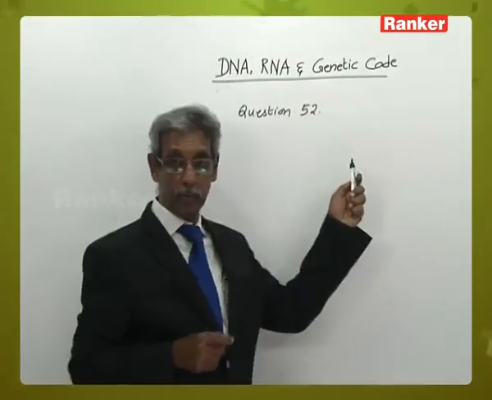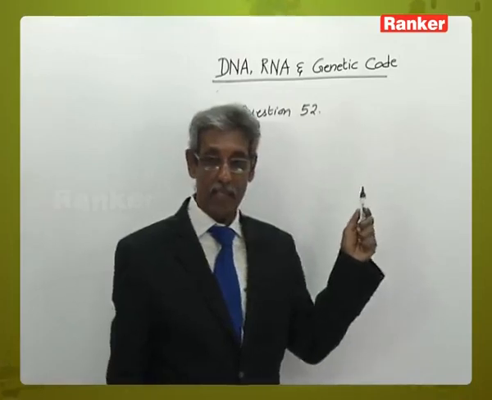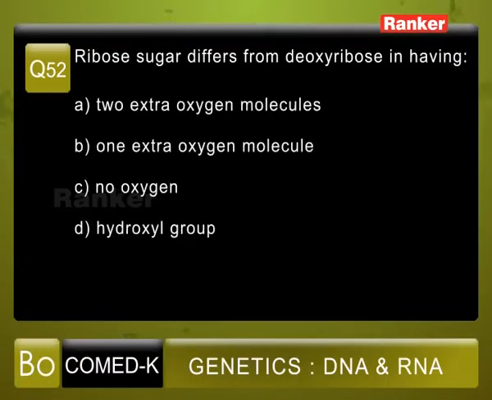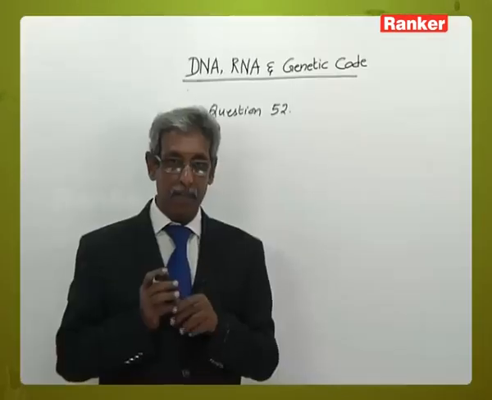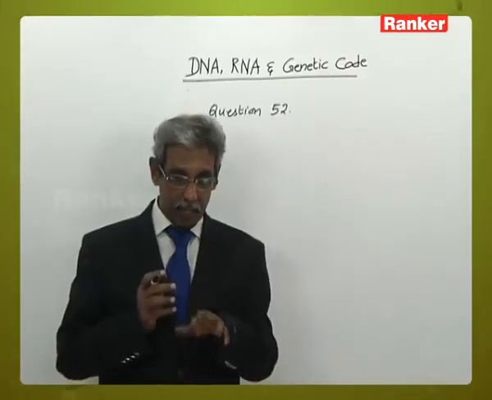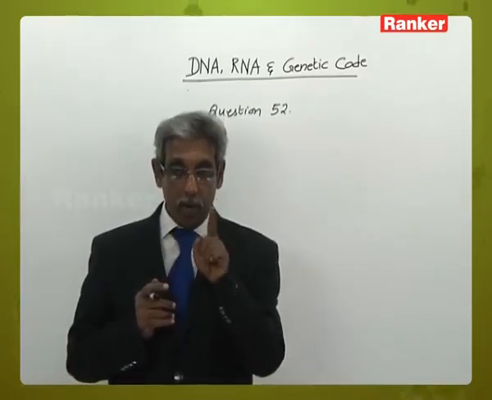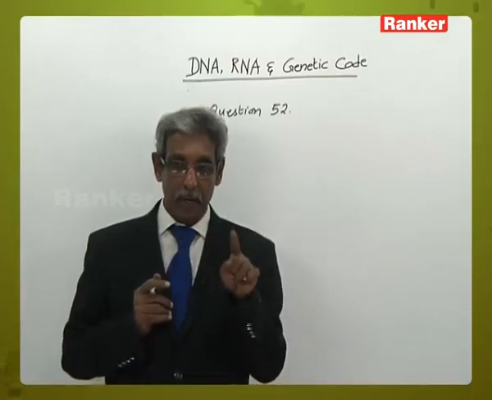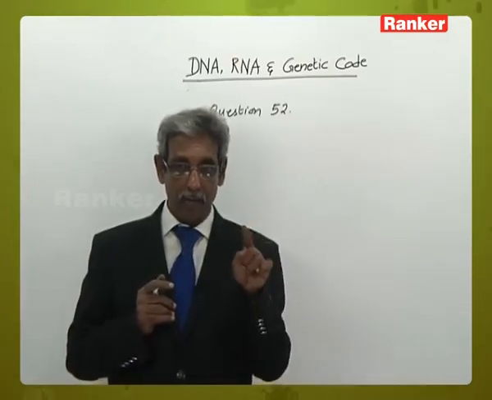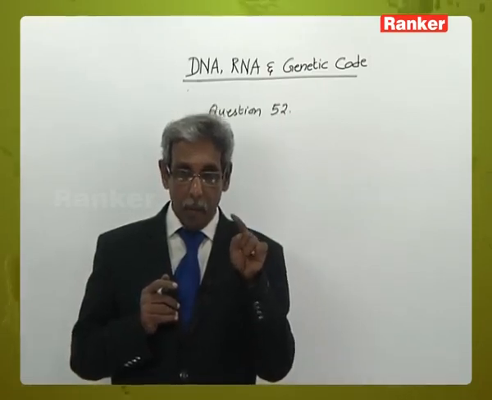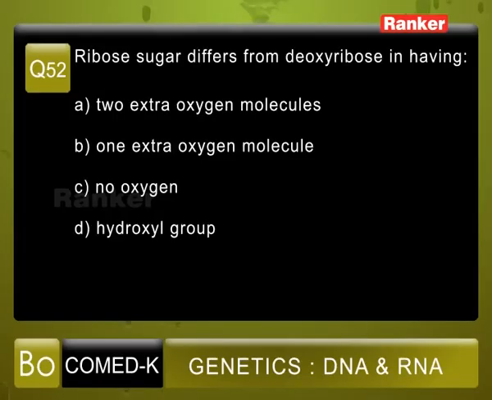We go to question number 52. Question 52 asks, ribose sugar differs from deoxyribose in having A, 2 extra oxygen atoms, B, 1 extra oxygen atom, C, no oxygen, D, hydroxyl group. We understand this is a question which shows deductive logic. We understand when you take DNA, DNA is ribose from which 1 oxygen is removed. So if 1 oxygen is removed, we understand that ribose should have 1 extra oxygen atom. Hence the answer is B.